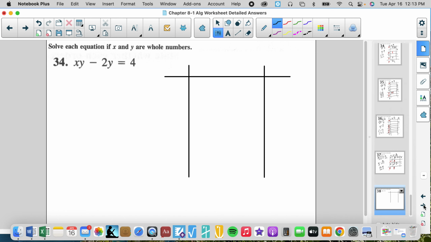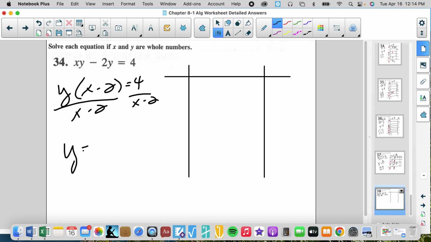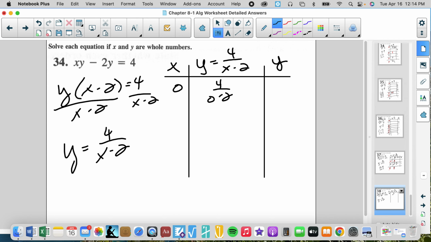Oh, one more. So we again are going to factor out the y. We get y times (x minus 2) equals 4. We're going to divide by x minus 2. We get y equals 4 over x minus 2. And now we have my y values. 0 is going to produce negative 2. Ooh, I almost made a mistake. 4 over 0 minus 2, which is 4 over negative 2, which gives you negative 2. Not a whole number.